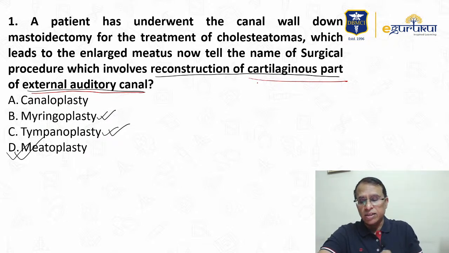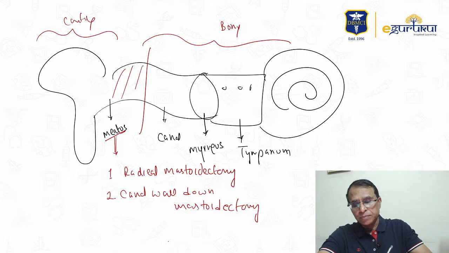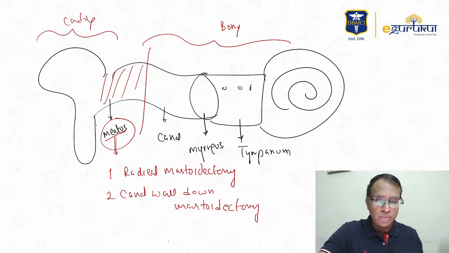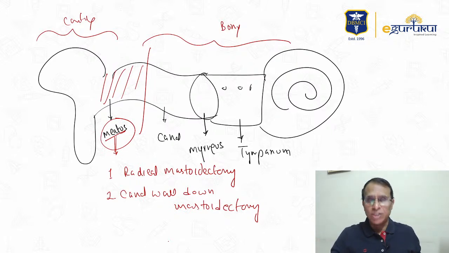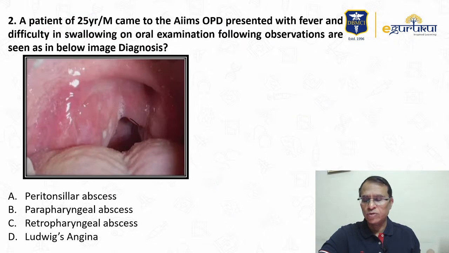The cartilage part of the external auditory canal, clearly written here, which I told you is this part, and as I said, is called the meatus. So the surgery becomes meatoplasty. This is very basic, very conceptual, and it's a very interesting question. It was a very nice question actually. This was asked in the exam. I think it was last year. Okay, off to the next question.